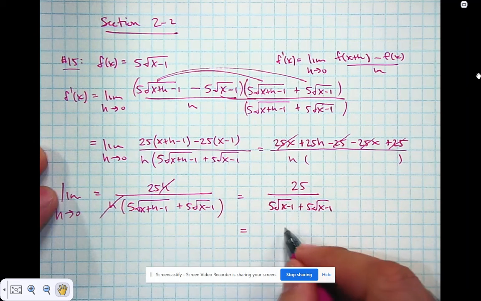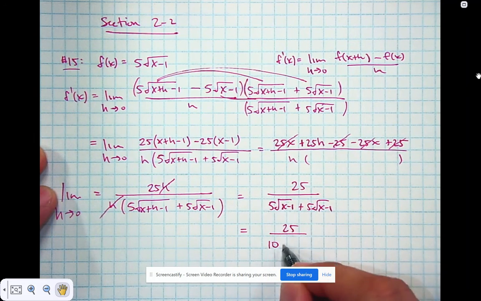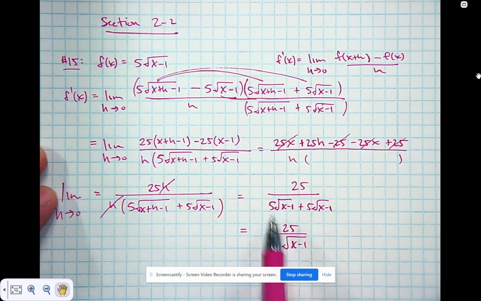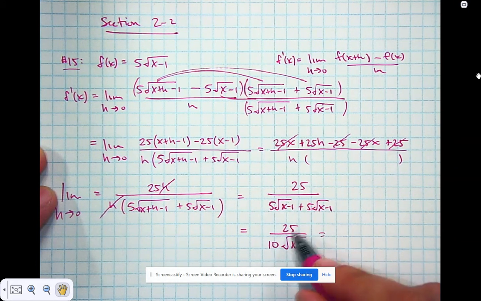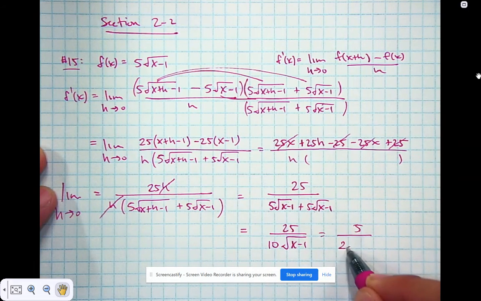Now there's 10 of these downstairs. So I've got 25 over 10 square root of x minus 1, because 5 and 5 are the same thing, make 10 of them. And then that reduces, right? This 5 goes in there 5 times, and then here 2 times.